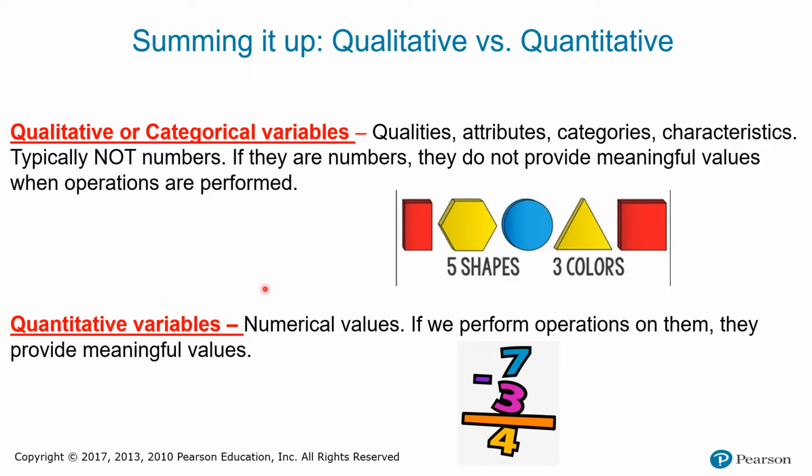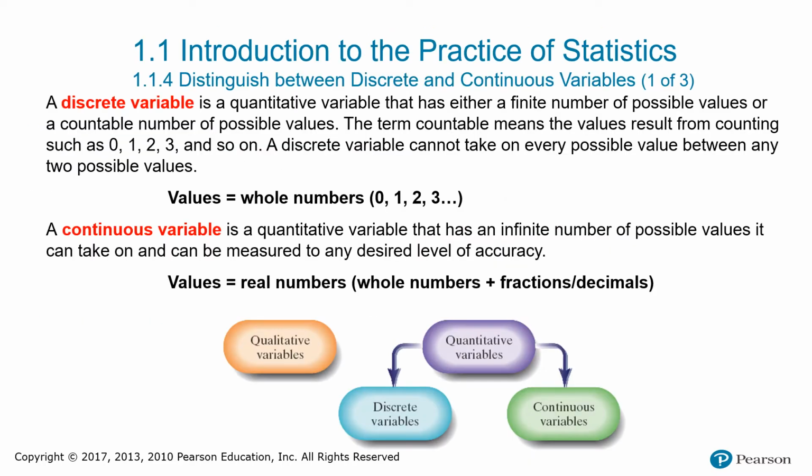Whereas quantitative variables are numerical values, and if we perform operations on them, they do provide meaningful values. Things like age and household income. So the reason we needed to review quantitative and qualitative is because we're going to zoom in on quantitative variables, because there's two different kinds of quantitative variables. So we're going to push qualitative variables off to the side for a minute and just zero in on quantitative variables. So there are discrete quantitative variables and continuous quantitative variables.